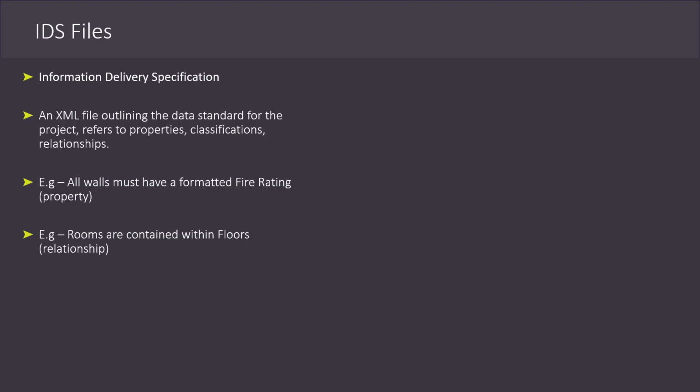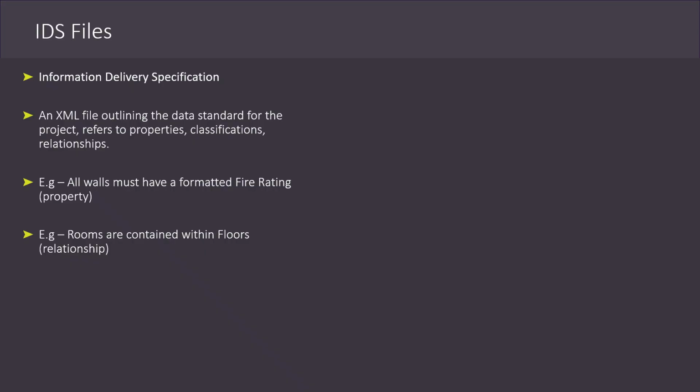So IDS files, these are files that are used basically to set a data standard and specifications for the IFC file. So they stand for Information Delivery Specification, and it's an XML file in its structure. So when it gets read in, it's treated according to XML.